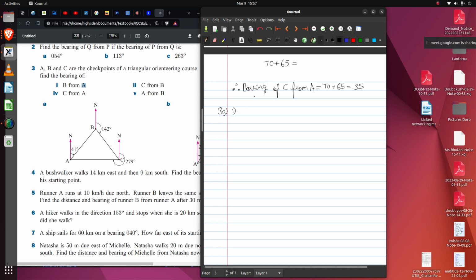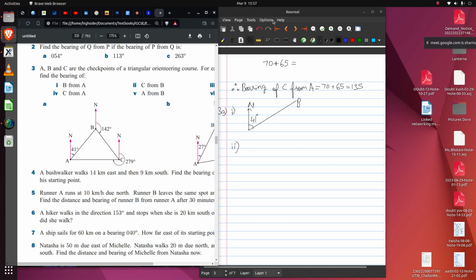So you have to calculate from the north of A to the line joining A and B. So that would be this angle, no? That is already given to us. What is that? So that's 41. That's it. Okay? Simple. The initial questions are pretty simple.